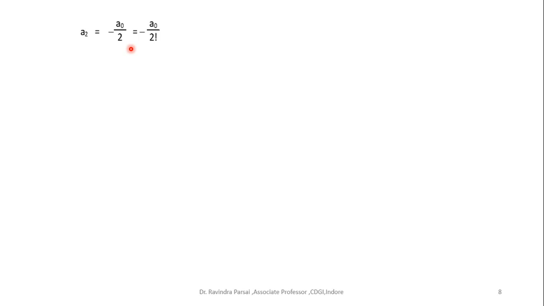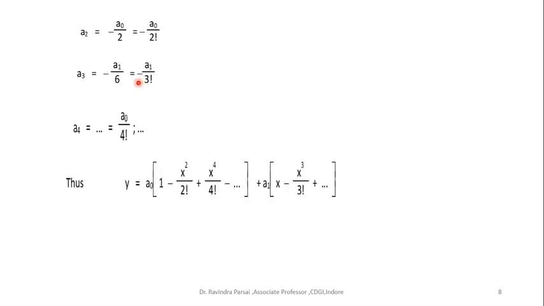a2 equal to minus a0 upon 2. Then you are getting a3 equal to minus a1 upon 6. So that is, you can write in factorial notation here: 6 can be written as 3 into 2 into 1, that is factorial 3. Then you come to a4 here, a4 is a0 upon factorial 4, and so on. You can continue this, substituting in equation number 2, and by collecting the terms having coefficient a0 and terms having a1, we will get the series solution in this pattern here.